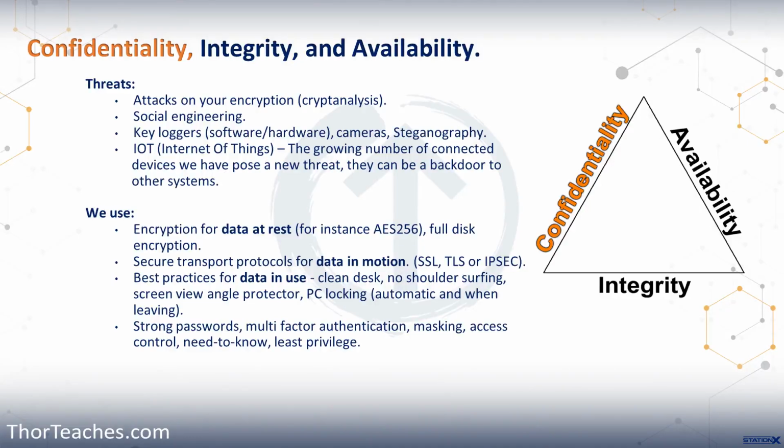And then, of course, we need to make sure that our employees or whoever accesses our data uses strong passwords, multi-factor authentication wherever possible. We use masking and access control to ensure that only the people who are supposed to be in a certain place or on a certain application have access to it. And then we can enforce either need to know or least privilege. And we will cover these more in depth later.